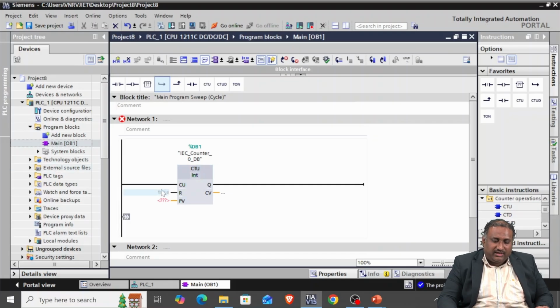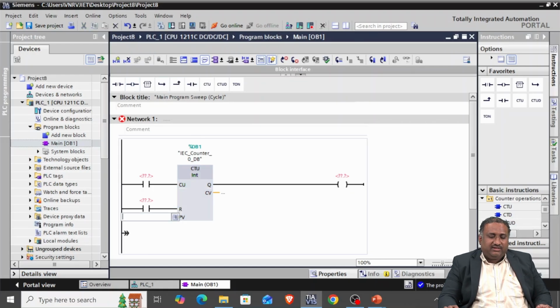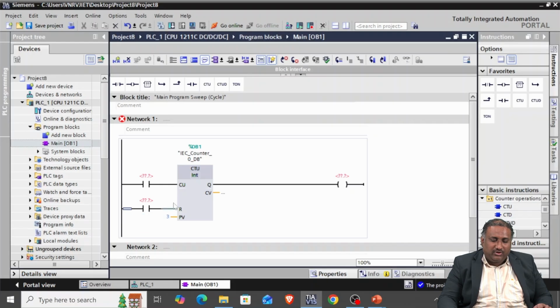If you consider the up counter, this is the up counter input pulse signal that we are giving over here. This is the output of your up counter. R indicates the reset switch, and PV is the preset value. It is the value after which the output has to go high.